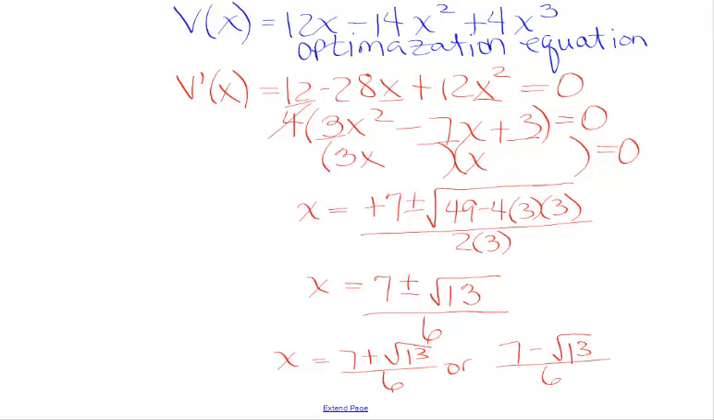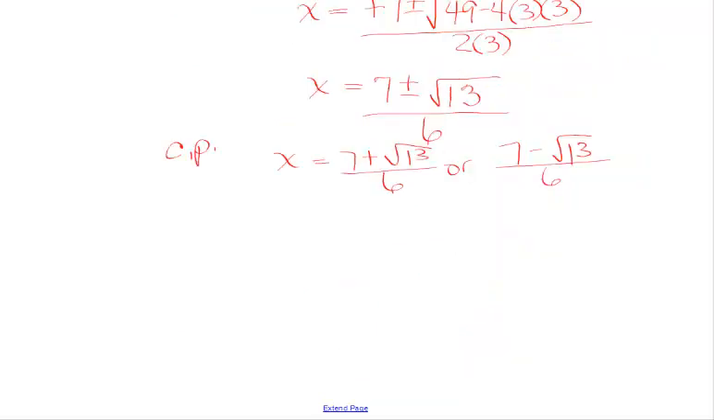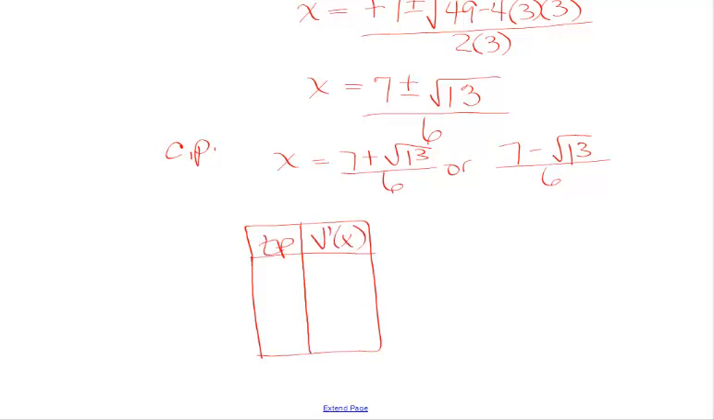Our values don't have to be beautiful integers or beautiful fractions. They can be anything. These are my critical points. I need to test on either side. Here's test points. Here's v prime of x. Now 7 minus root 13 over 6 is going to be smaller than 7 plus root 13 over 6.